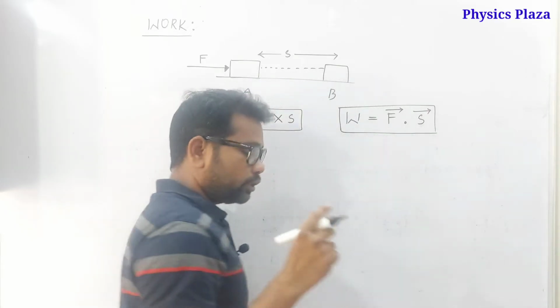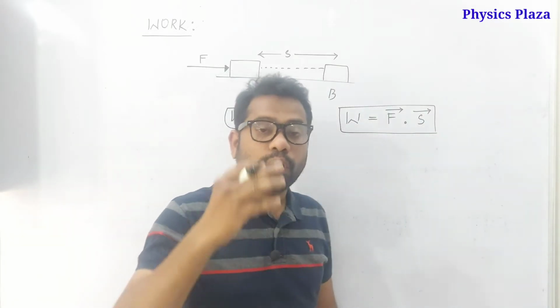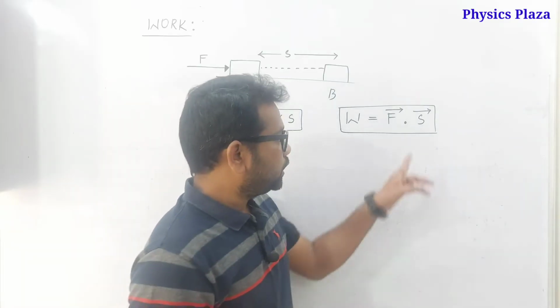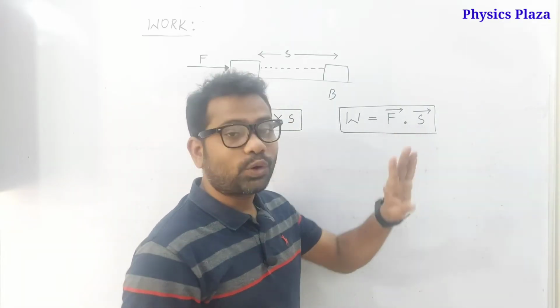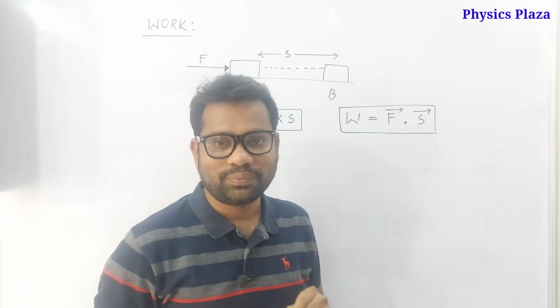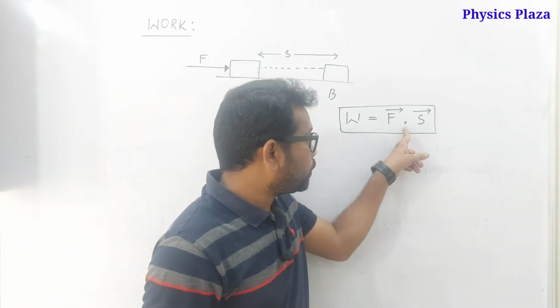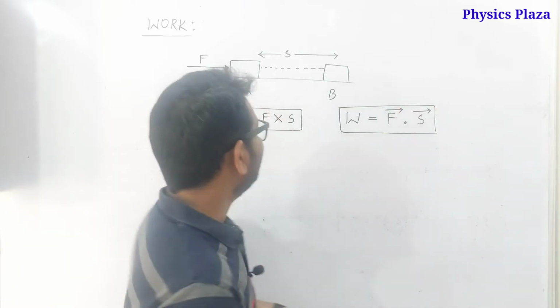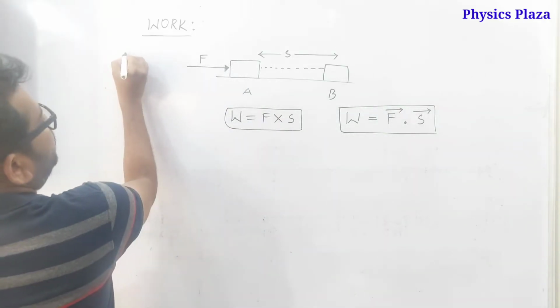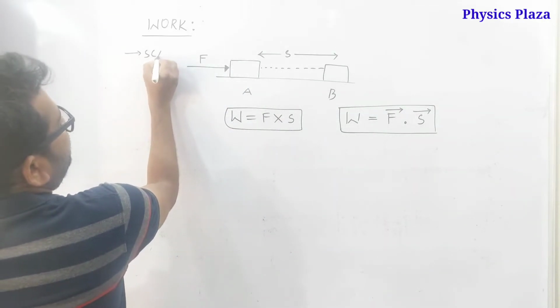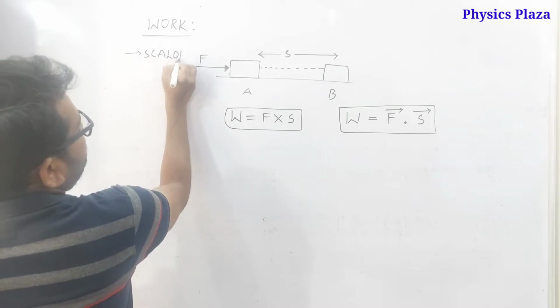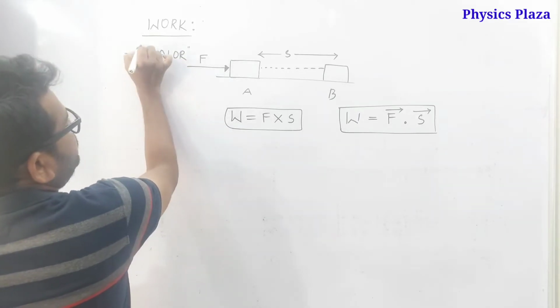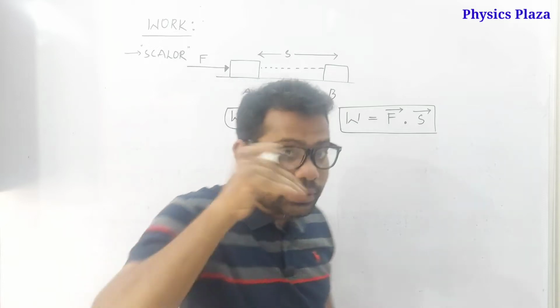We will be learning the properties of vectors. One of the important properties is that the dot product between two vectors is always a scalar. So here we can say that work is a scalar quantity. Work does not depend on direction.